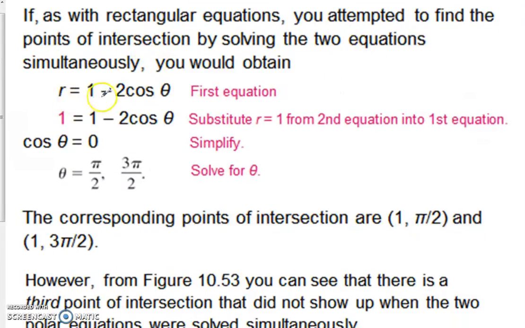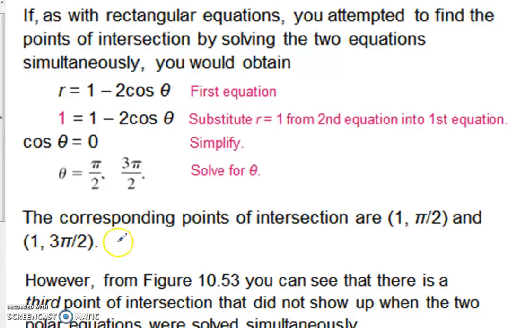Alright, we see r equals, setting them equal to each other, we let 1 equal this, subtracting 1 from both sides, we get cosine theta equals 0. That means theta is equal to either pi over 2 or 3 pi over 2. Corresponding points then, r is 1, so I get (1, pi over 2) and (1, 3 pi over 2).